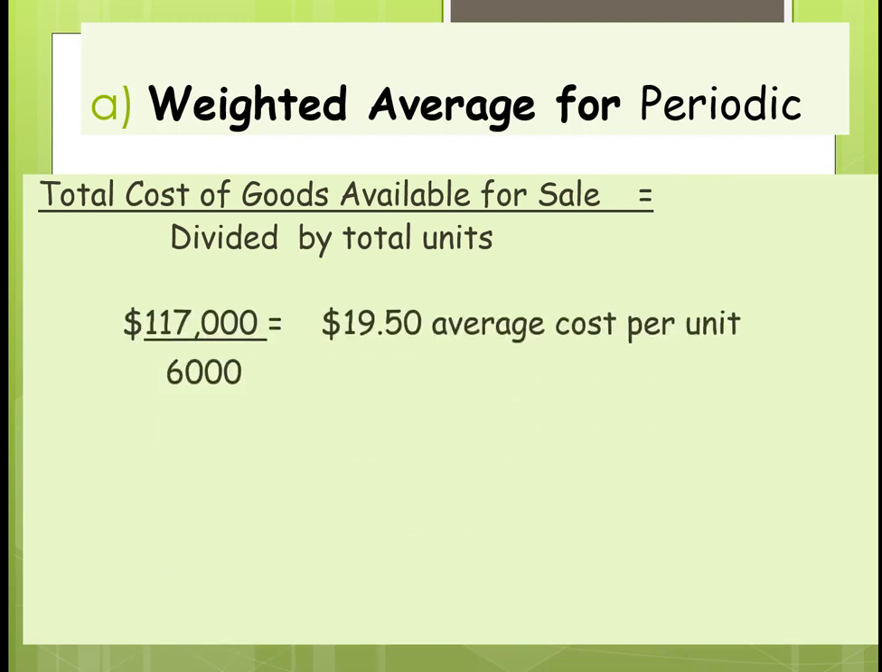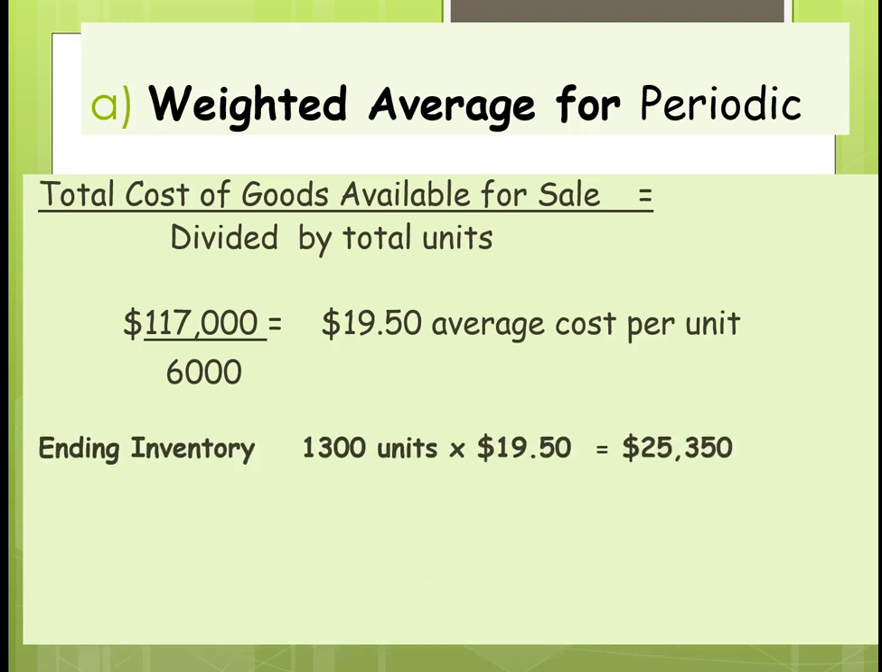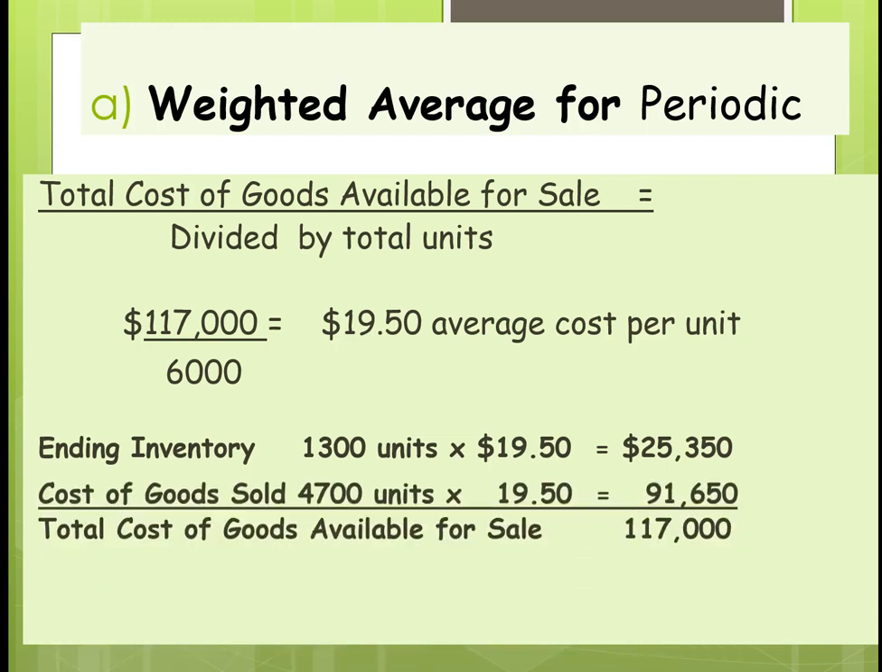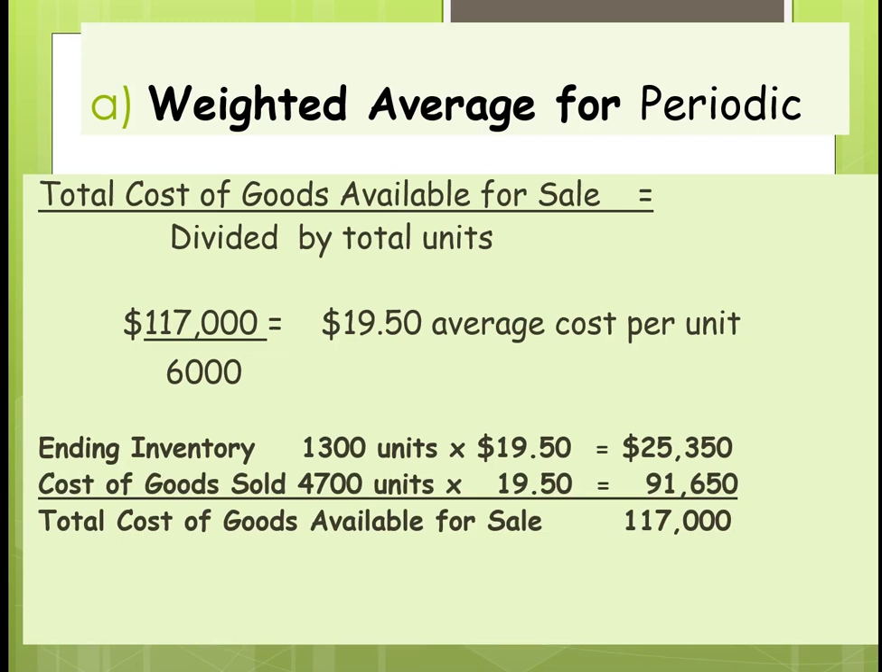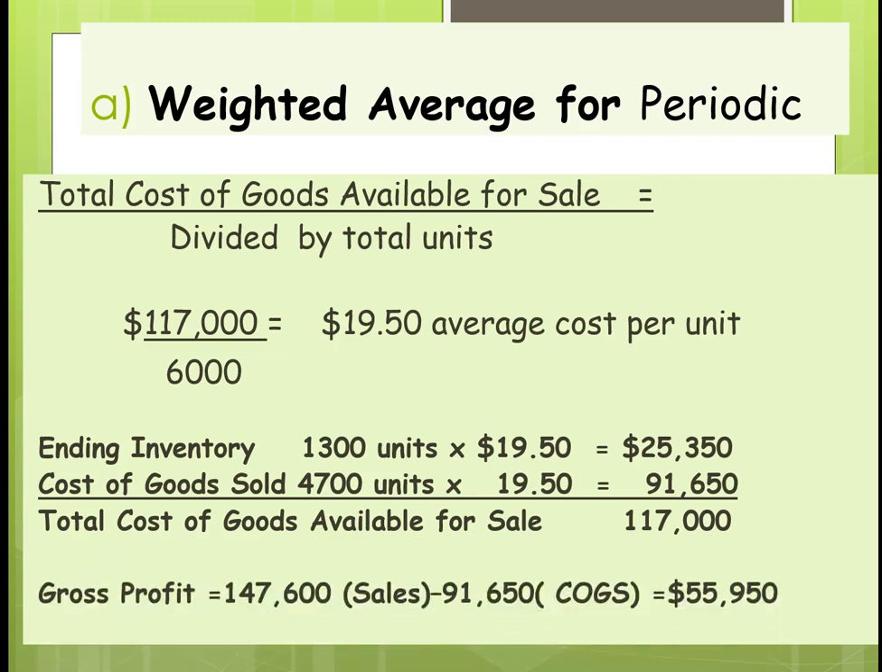So in this case, we're 117,000 divided by 6,000, which tells us our average cost for the month is $19.50. For ending inventory, it's going to be 1,300 times 19.50. Cost of goods sold is going to be 4,700 times 19.50. You add the two together, you get your 117,000. And if you notice, now our gross profit equals 55,950.